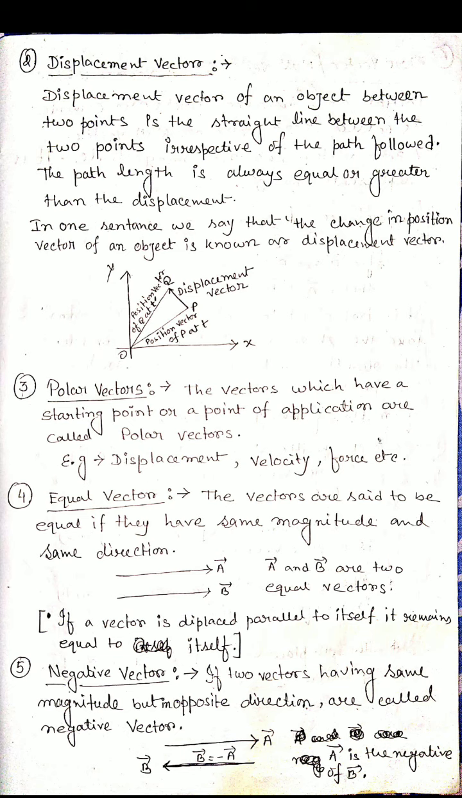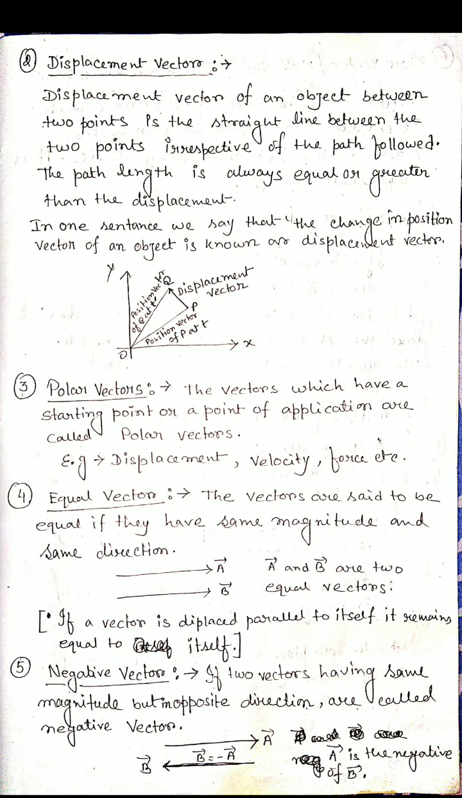Okay, so the displacement vector means the position vector of Q minus the position vector of P. If we say that for Q this is r2 and for P this is r1, then it is r2 minus r1.